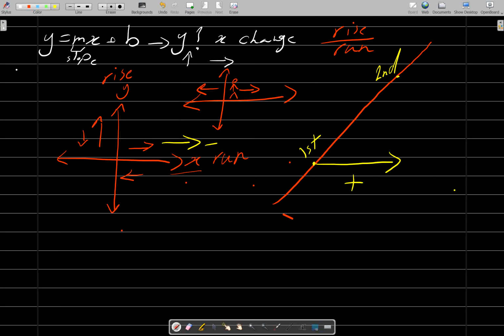And going up is also positive. So this is the positive side and this is the negative side for x, and this is the positive side and this is the negative side for the y. We're going to move upward, so it's still positive. So let me write it down here, our slope m is going to be positive over positive, and that will give us a positive.